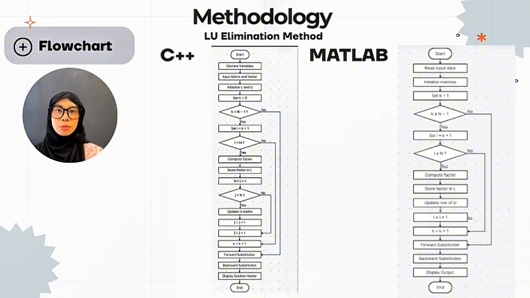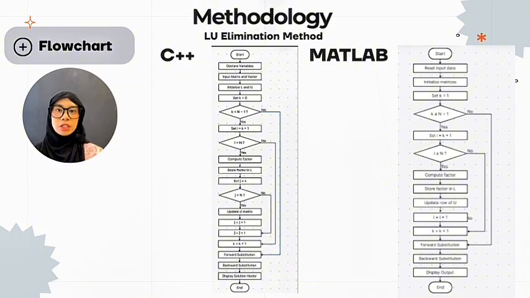The LU decomposition process is then carried out using nested loops. For each pivot position, the elements below the pivot are eliminated by computing an elimination factor. This factor is stored in the corresponding position of matrix L, and the rows of matrix U are updated using row operations. This process continues until the original matrix A is fully factorized into L and U. The main difference between the two implementations lies in the indexing. The C++ version uses zero-based indexing, while the MATLAB version follows one-based indexing. However, the computational logic and algorithm steps remain identical.